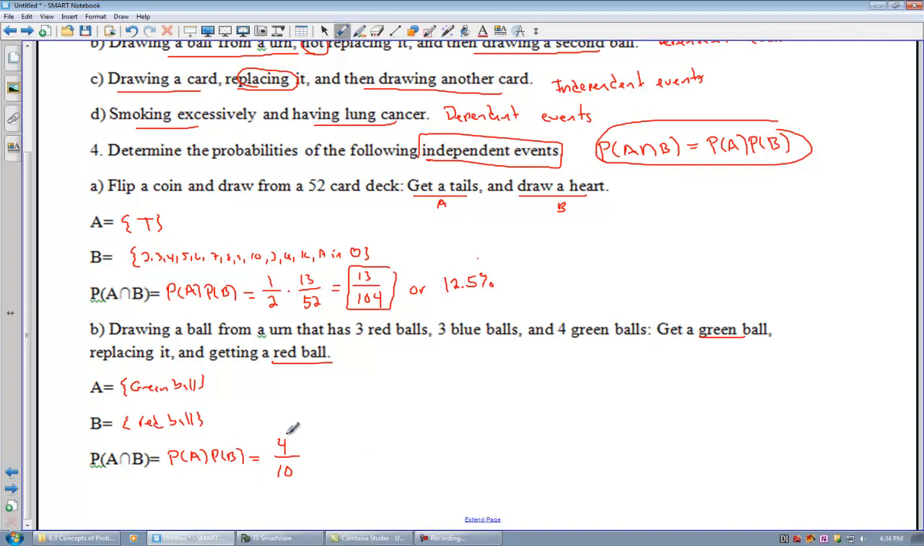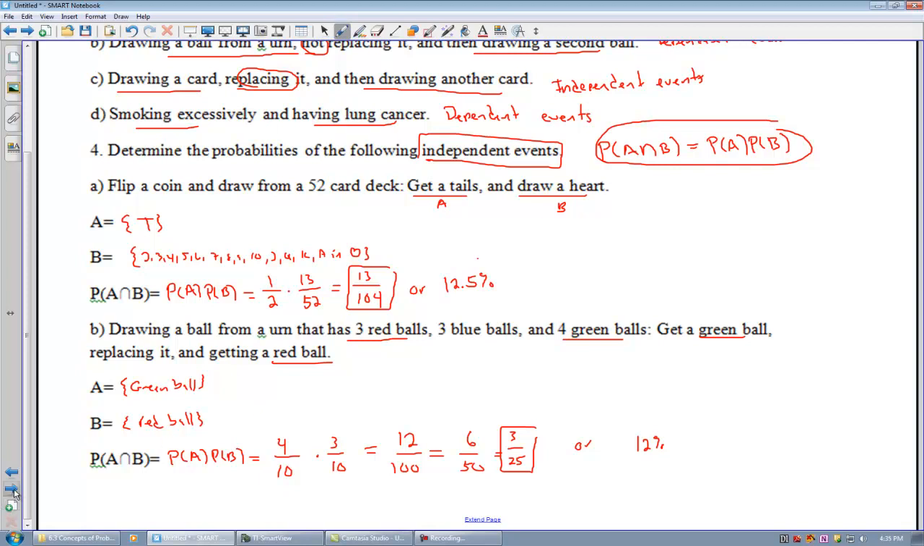So 4/10 is the probability of drawing a green ball, times then the probability of drawing a red ball. So how many red balls are there? There are 3 red balls, right? So it's 3 divided by 10. Notice I did replace it, so it's still 10 on the bottom. And so this is equal to 4 times 3, which is 12, divided by 10 times 10, which is 100. The 2's cancel, so 6 over 50. Oh, the 2's cancel again, so 3 over 25. And so if I do this 25 times, I draw one ball and I draw another, I would expect 3 of those times that I would draw a green and then get a red. All right, so or 12% of the time.